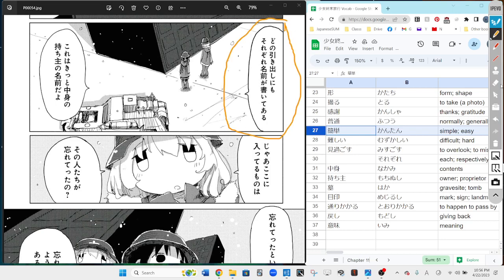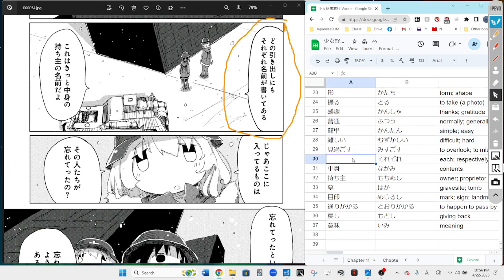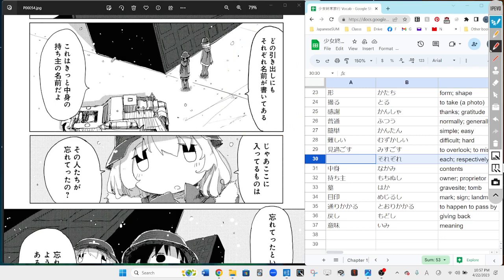And Cookie, one bubble for you. どの引き出しにもそれぞれ名前が書いてある。So I think which drawer, like, which drawer? Question word plus mo. Do you know what a question word plus mo tends to do? Like, 何度も. Like, there's none of it or there isn't. It's either going to be all of it or none of it. In this context, because the final verb of the sentence is aru rather than nai, we know it means all. So all the hikidashi. Yep. So all the drawers have names here and there written. Perfect. And Anthony, next bubble for you.